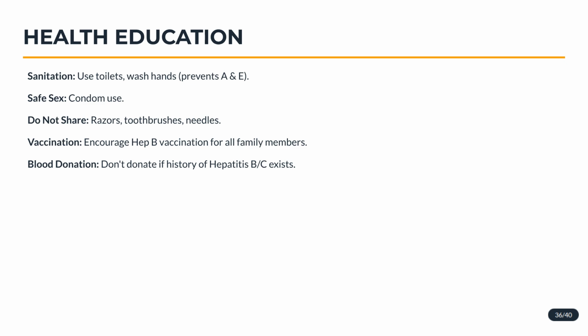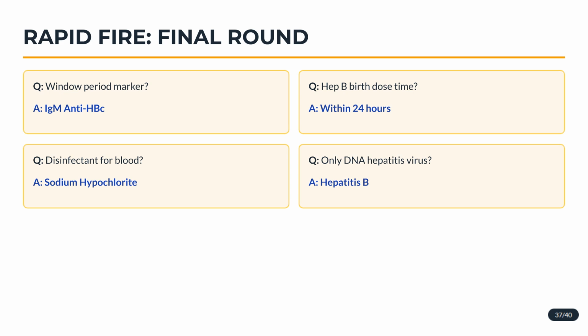The window period marker is IgM anti-HBC. The Hep B birth dose is given within 24 hours. Sodium hypochlorite is the disinfectant for blood, and hepatitis B is the only DNA hepatitis virus. This slide provides a summary cheat sheet of key facts about all 5 hepatitis viruses.